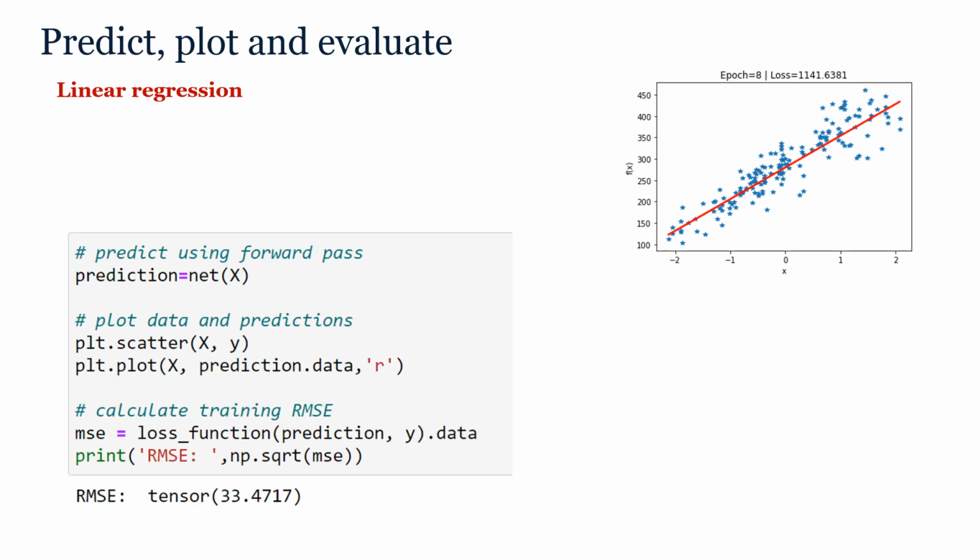After we finish training, we can predict the target values using the forward pass. Here, you can see the plot of the fitted model. For regression models, we can evaluate performance by taking the square root of MSE loss function. Note that for tensors that contain gradients, we need to extract their data before we can perform further calculations or plotting.